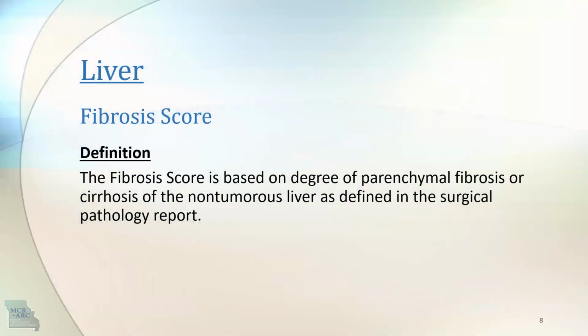We are going to go ahead and move on to liver. And the fibrosis score? The definition is the fibrosis score is based on degree of parenchymal fibrosis or cirrhosis of the non-tumorous liver as defined in the surgical pathology report.